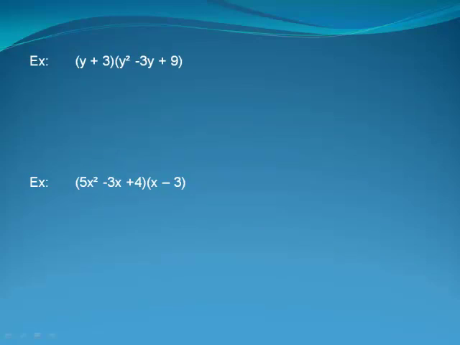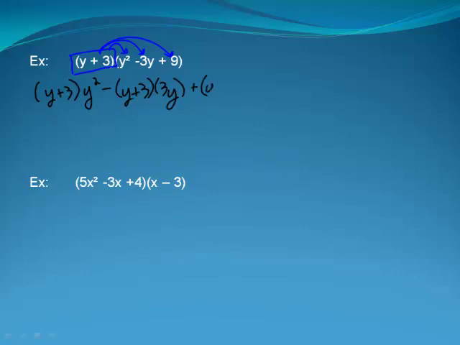All right, so using the distributive property method, let's multiply these two problems together. Okay? Distributive property method now distributes a group. So we're going to take that group and multiply it to each term that follows it, which gives us the group y plus 3 times y squared minus the group y plus 3 times 3y plus the group y plus 3 times 9.